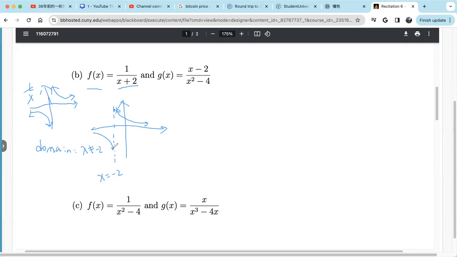Then I have another branch that goes this way. For 1 over x, the y-axis is a vertical asymptote. Now let's see G. Well, first let's figure out the domain.